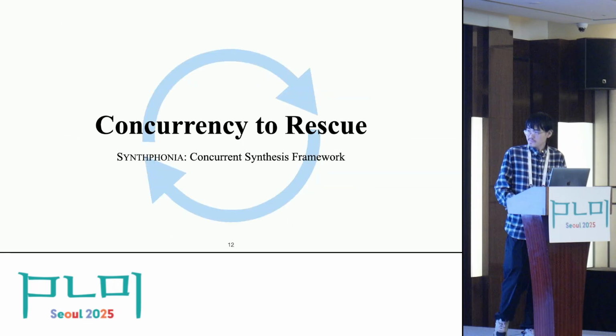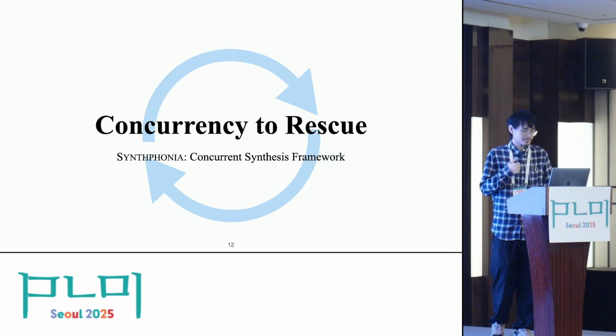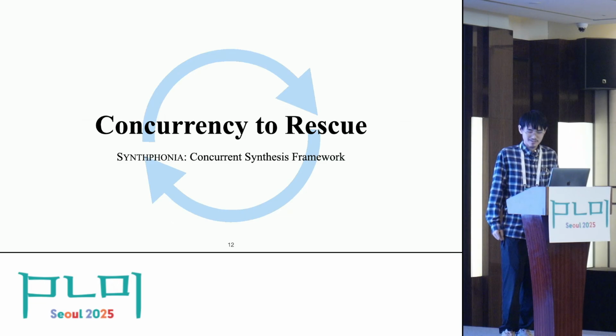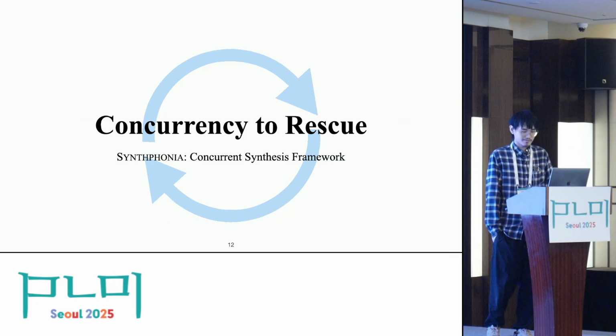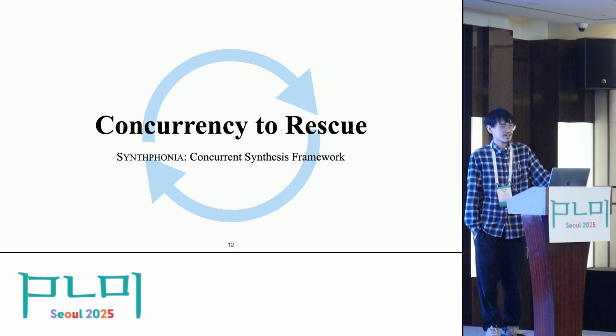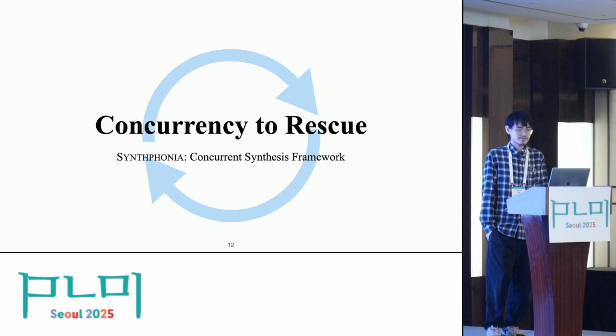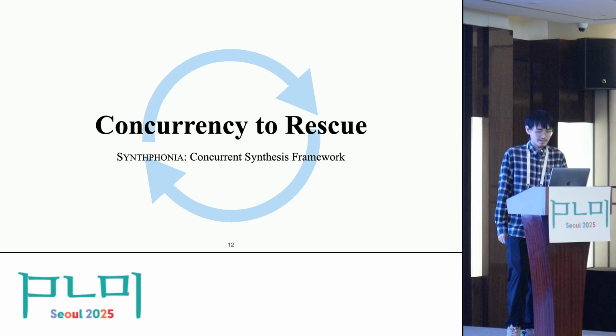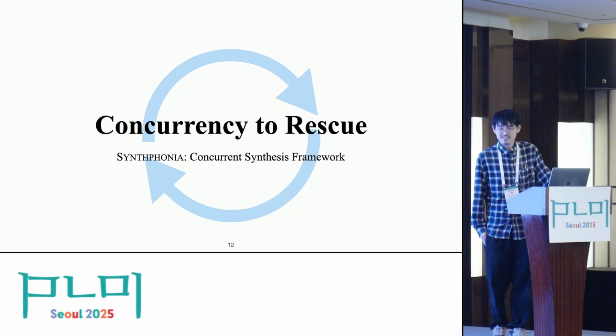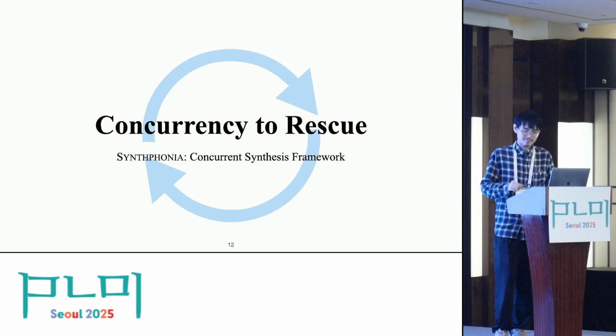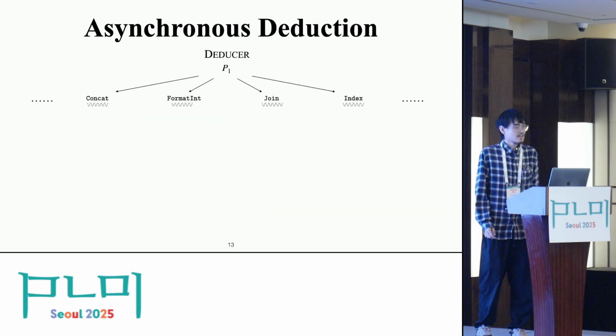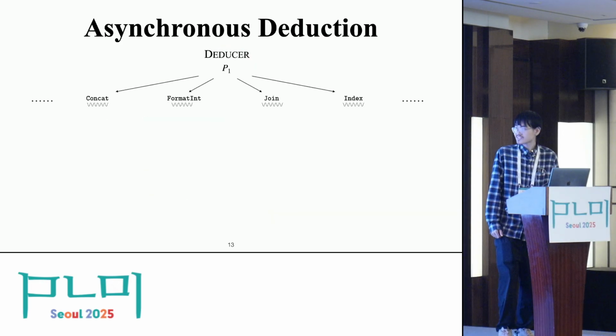Because of this problem, we propose to utilize concurrency to the rescue, by which we mean using the enumerator to communicate with the deducer in order to steer the deducer onto a more promising path. Because the communication process of the enumerator and deducer is concurrent, we call our framework Synthphonia, a concurrent synthesis framework.